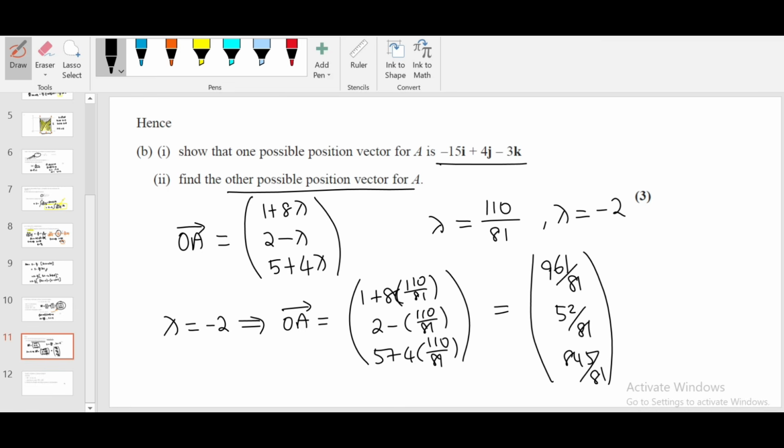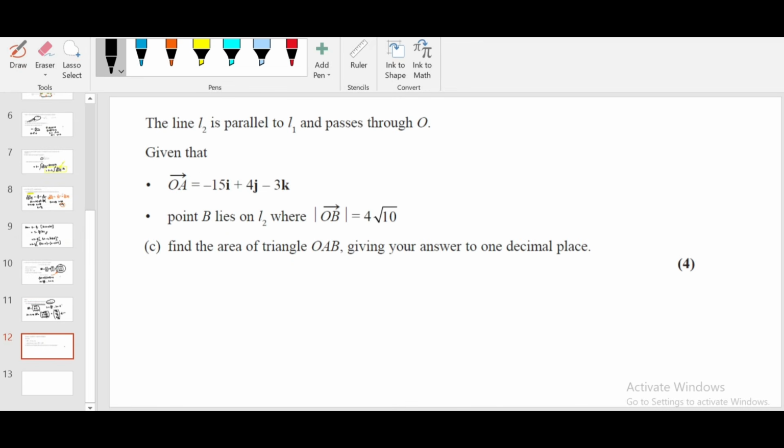Write them as vectors. That would be the other possible position vector. This is a vector actually, you can just leave it like this. Let's look at part C. I'm going to draw a diagram to understand this.